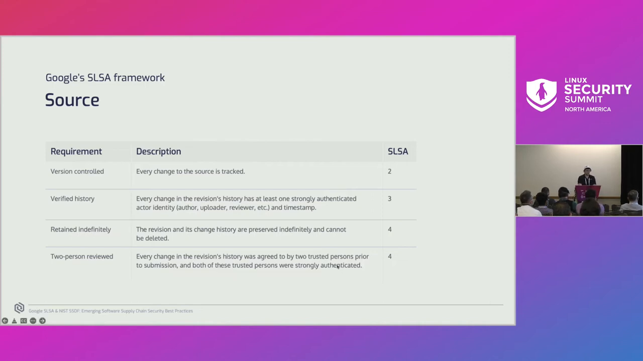And having it be two-person reviewed, specifically by trusted parties, helps prevent any sort of malicious developers. It helps prevent malicious commits. It can even be used to identify suspicious code before it is even committed in the first place.